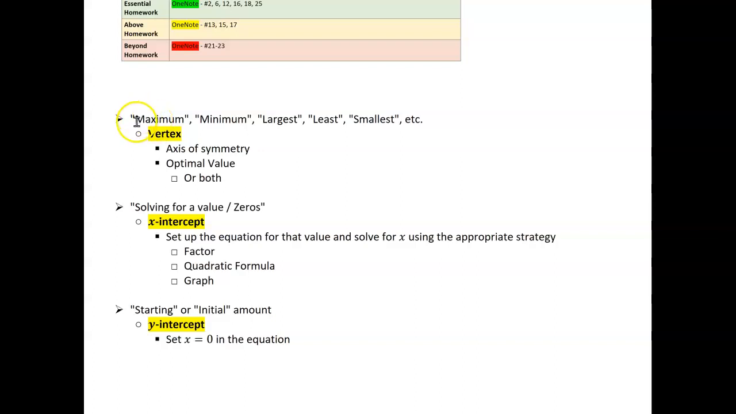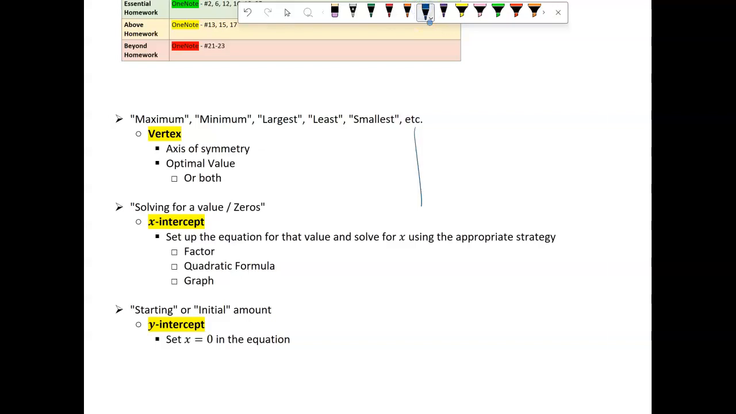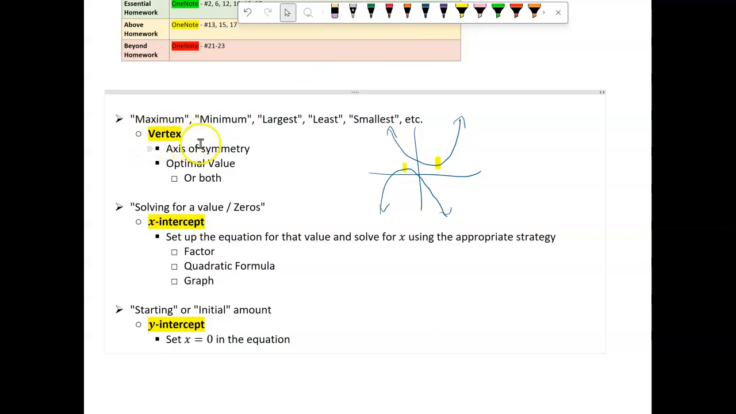For example, if you hear the words maximum, minimum, largest, least, or the smallest, you're always thinking back to the idea that in a quadratic, the graph is always in a parabolic shape where you'll have a max or a minimum point, which is right here, right? And so you're looking for the vertex. That might mean you have to find the axis of symmetry. That might mean you're talking about the y value in particular of the vertex.